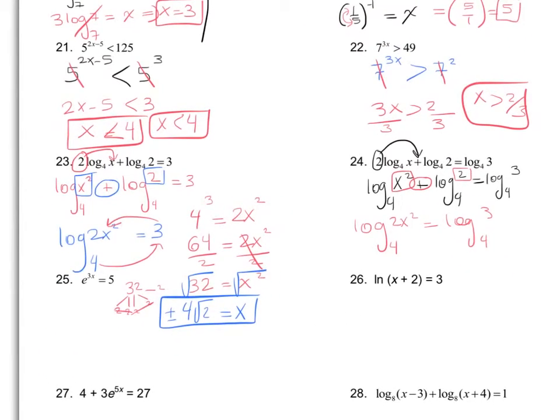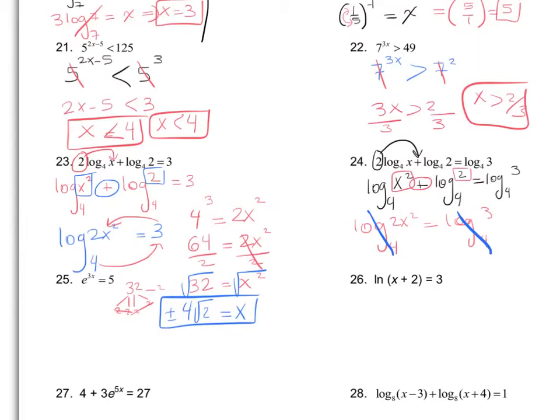Now, the difference between those two questions. This one, you end up with log of 2x squared equals a number. So since there is no log on both sides of the equation, you have to change it to exponential to be able to solve. So you cannot cancel out the logs. You have to combine those two logs into one log and then change it to exponential. Now here, when you have a log on both sides of the equation, they cancel out. So log base 4 is gone.